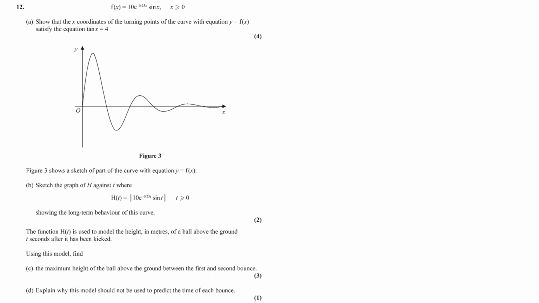This next question is a differentiation question. We've got f of x is this curve here in terms of e and sine. Show that the x coordinates of the turning points. So when we're looking for turning points, we're going to be doing the differential. So f'(x), we can see that this is a product, so we need to use the product rule. So that is first differential of second, which is cos x, plus second differential of first.